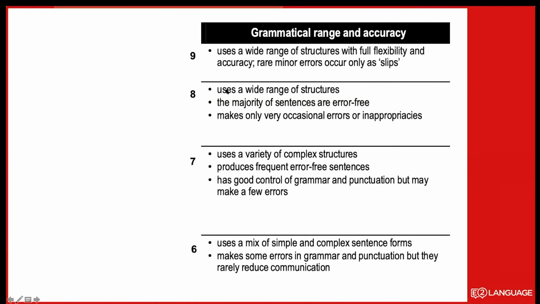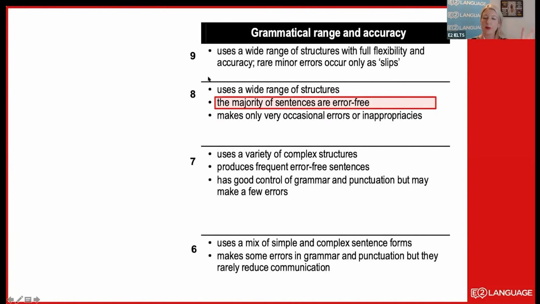So see in band 8, there are 3 bullet points. Uses a wide range of structures. Second one, the majority of sentences are error-free. And third one, makes only very occasional errors or inappropriacies. So range, wide range. Accuracy, the majority are error-free. Okay, and this is what I just want to look at today. So for the moment, we'll put range to the side and just talk about accuracy.